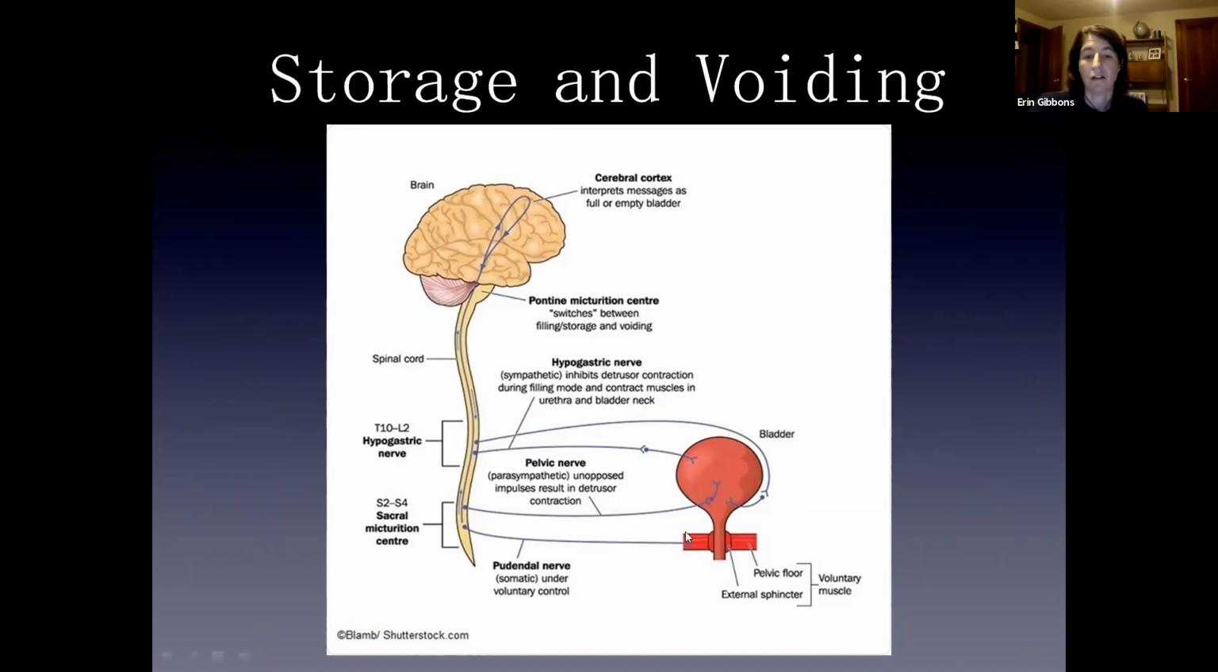And then the active voiding is going to be an inhibition of the pudendal nerve, allowing that to open, and that's going to decrease that signal that we just saw. And then your parasympathetics are going to turn on and cause a contraction of the detrusor muscle. And I think this and the previous slide, which I'll show, is going to come into play when we start talking about neurologic conditions.